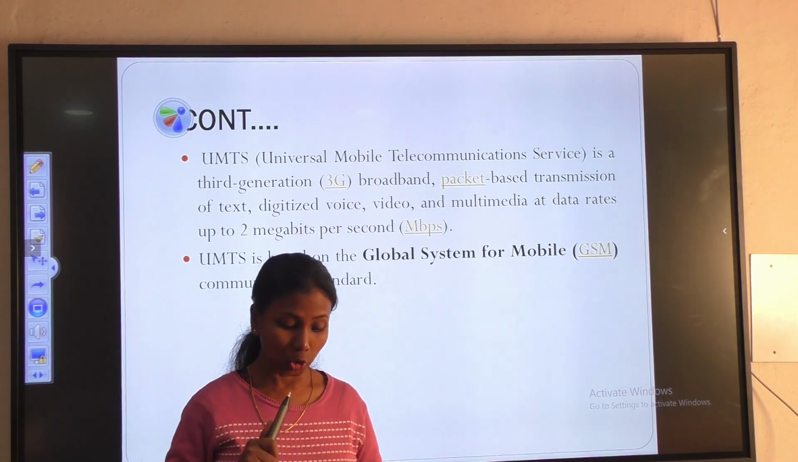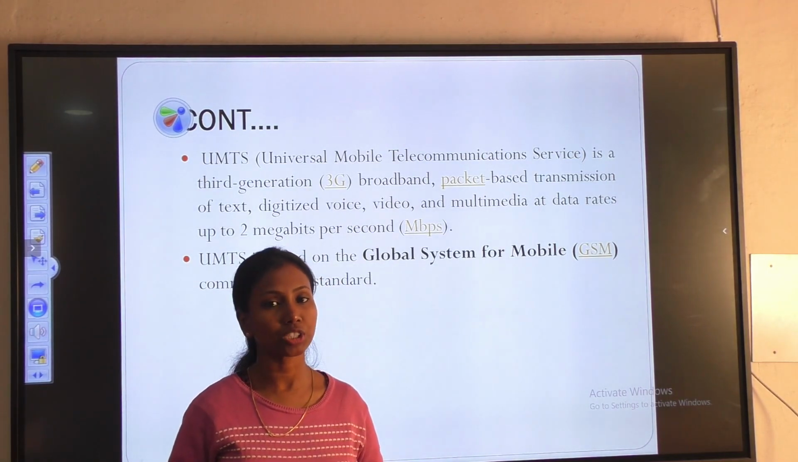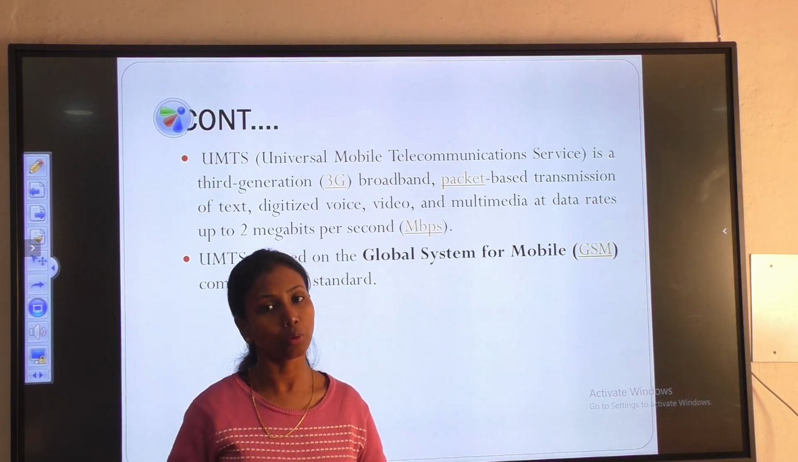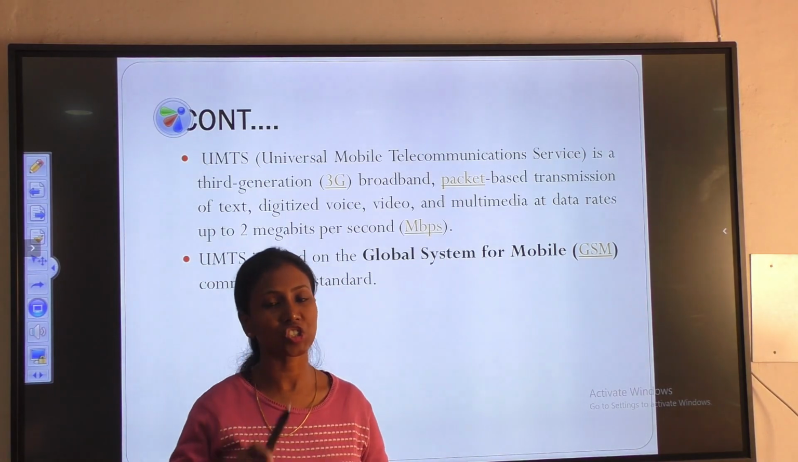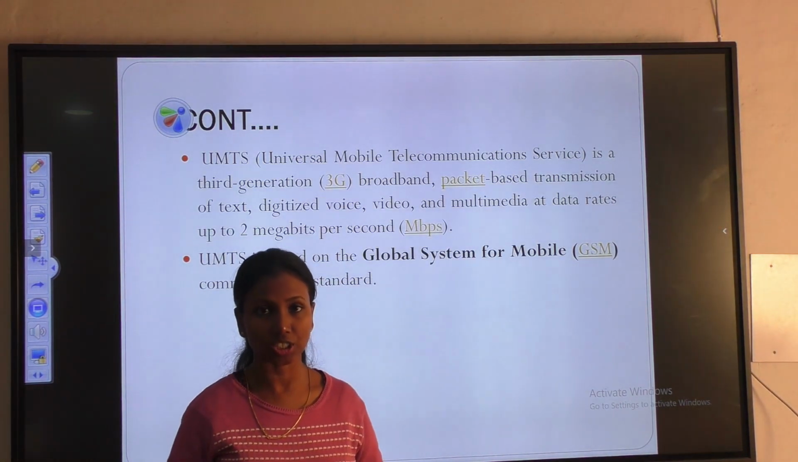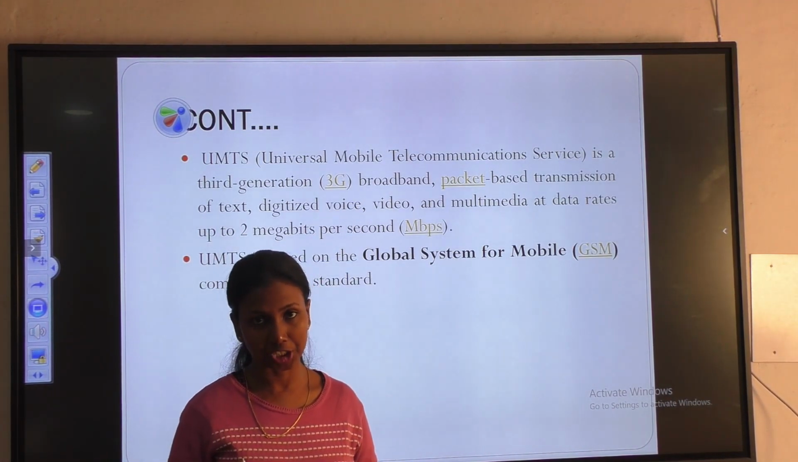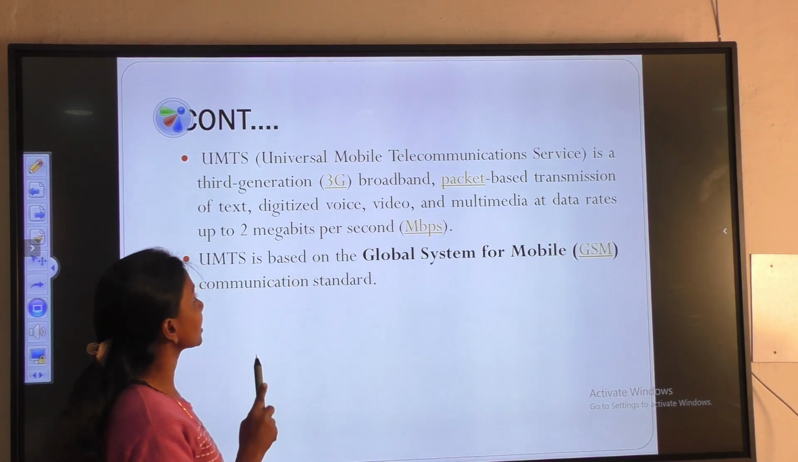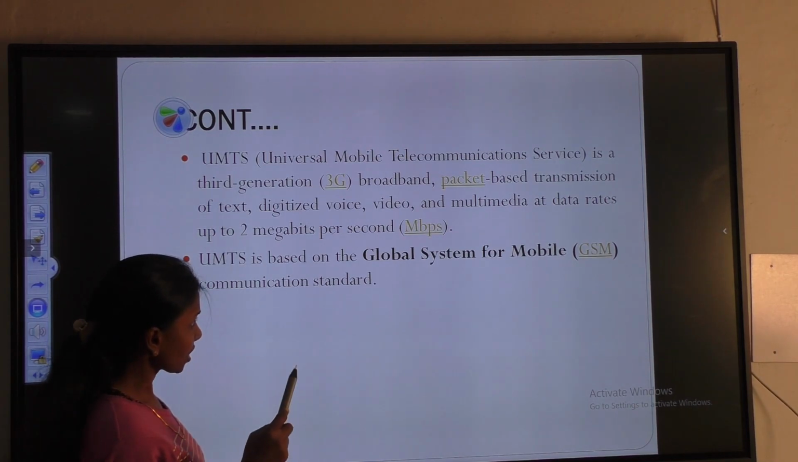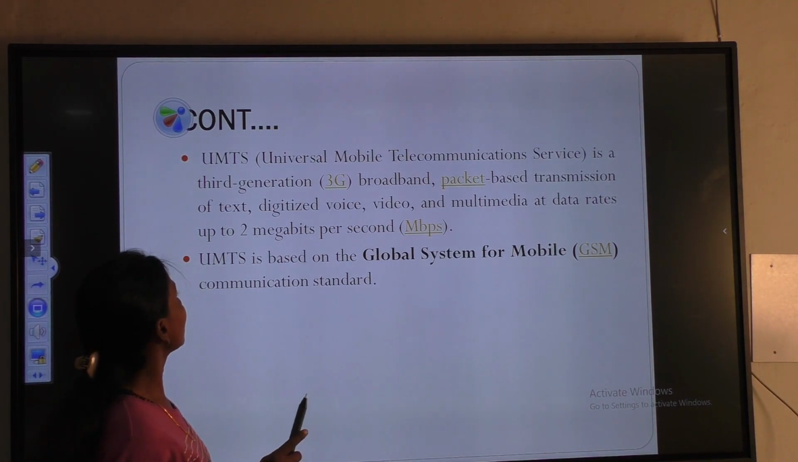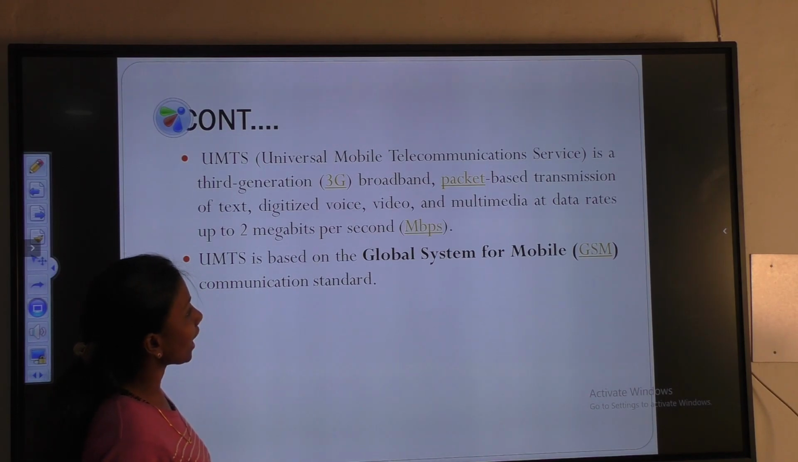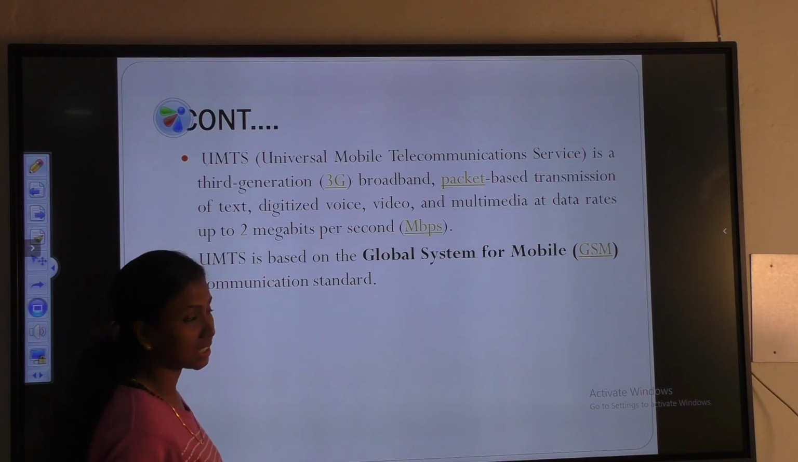The UMTS facilities, that is Universal Mobile Telecommunication System, are supported in the third generation of mobile communications, and it also supports GSM. There are certain features in the third generation. UMTS, Universal Mobile Telecommunication Service, is a third generation broadband, packet-based transmission of text, digitized voice, video and multimedia at data rates of up to 2 megabits per second. UMTS is based on the Global System for Mobile Communication standards.